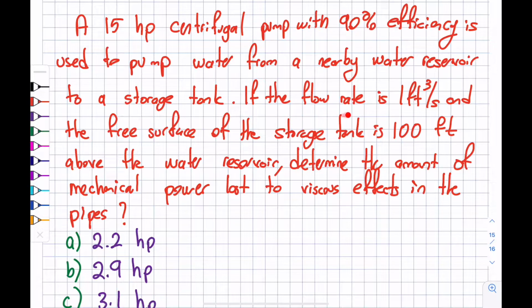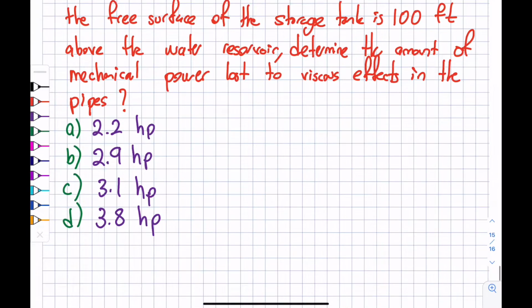If the flow rate is 1 feet cube per second, that's given to me, and the free surface of the storage tank is 100 foot above the water reservoir, determine the amount of mechanical power lost to viscous effects in the pipes. This also can be said as friction in the pipes, but I don't like that terminology because friction doesn't exist for fluids, it is for solids, okay? But if you look at different references, sometimes they call this friction. Anyways, that's a side point.